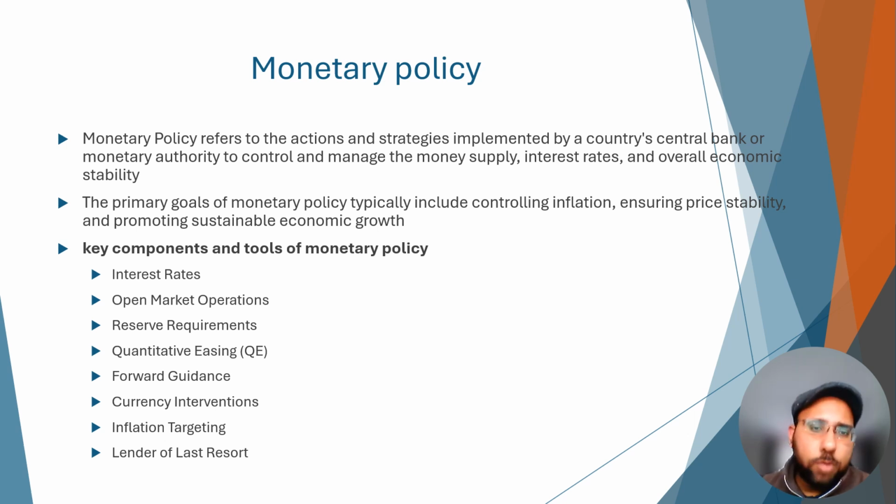This again goes hand in hand with forward guidance. Every central bank will have a specific inflation rate. Here in the UK, ideally we like 2%. Okay, and they will adjust their monetary policy tools to achieve that goal in order to ensure that they get that price stability. And then finally, they are a lender of last resort.